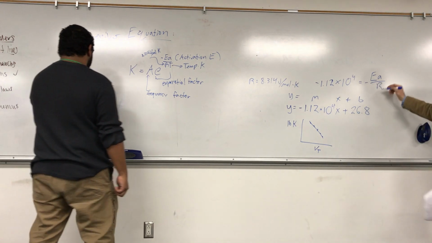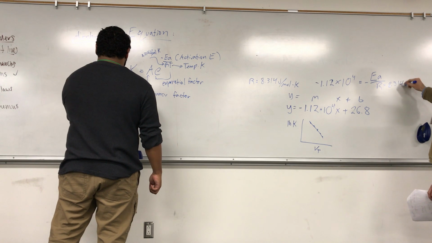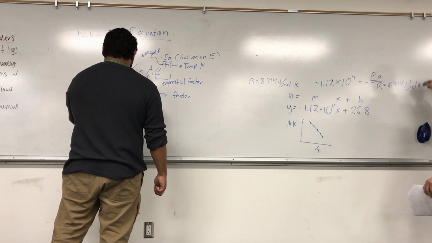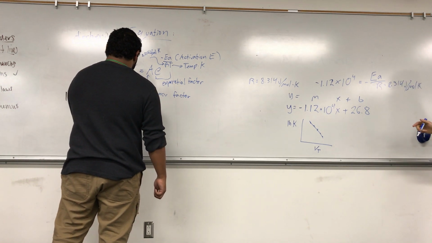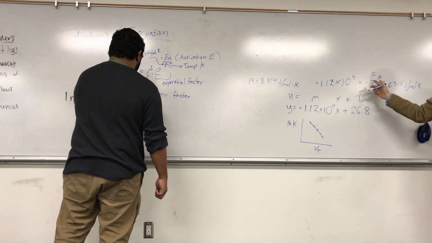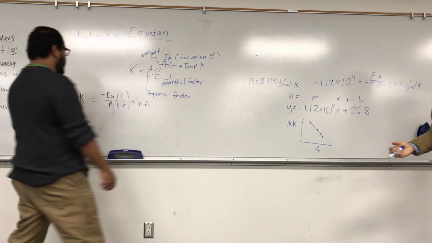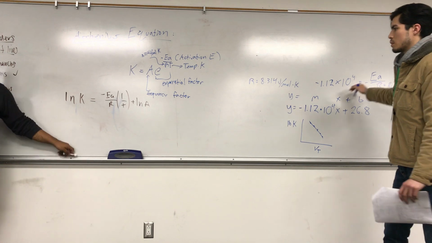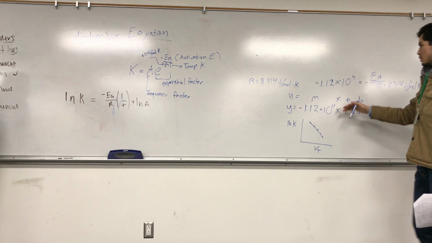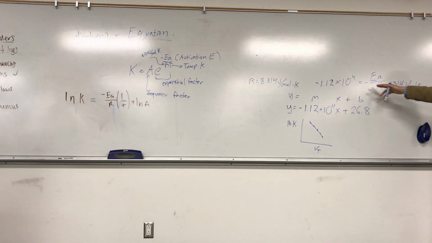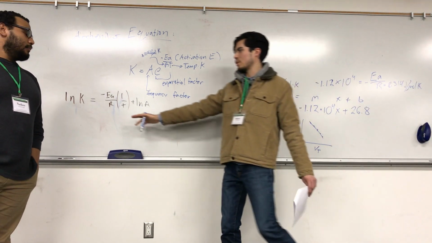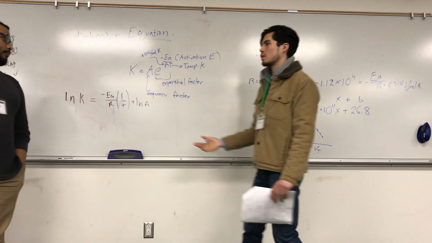It's 8.314 joules per mole Kelvin. We know it. So then we can solve for activation energy. They'll ask you, like, what is your activation energy? For that question, you know your slope, and you know the equation for your slope from the linear form of the Arrhenius equation: activation energy over R.